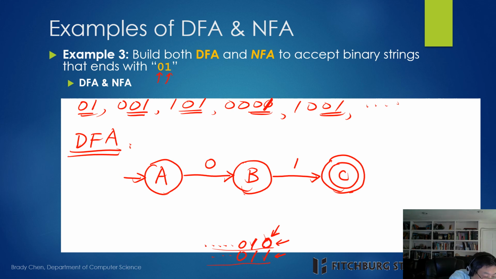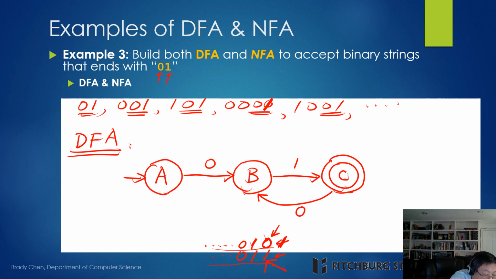Now, if it's 0, that means there's a chance that if we get next input 1, then we're back to the accepting state, right? So that means if the current state is C and the next input is 0, we're not going to go back all the way to A, we go back to B, because B basically means the previous input is 0. So if the next input is 1, then we're back to the accepting state.